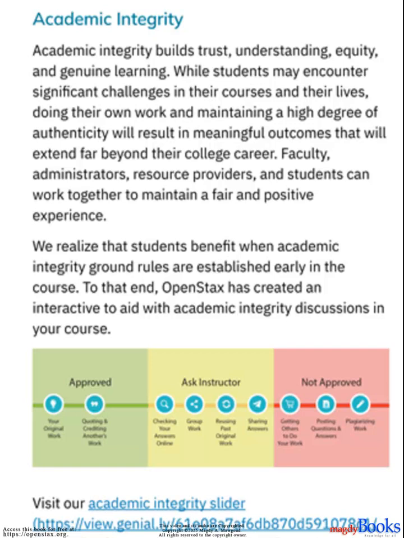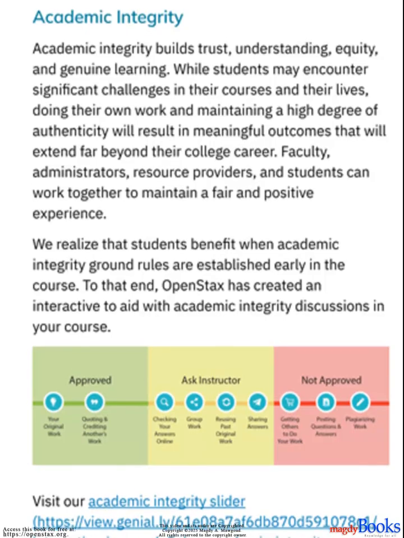We realize that students benefit when academic integrity ground rules are established early in the course. To that end, OpenStax has created an interactive to aid with academic integrity discussions in your course. 1. Approved: your original work, quoting and crediting another's work. 2. Ask instructor: checking your answers online, group work, reusing past original work, sharing answers. 3. Not approved: getting others to do your work, posting questions and answers, plagiarizing work.